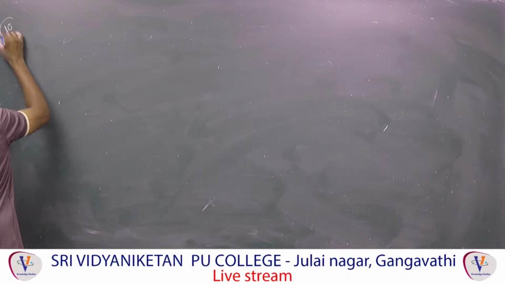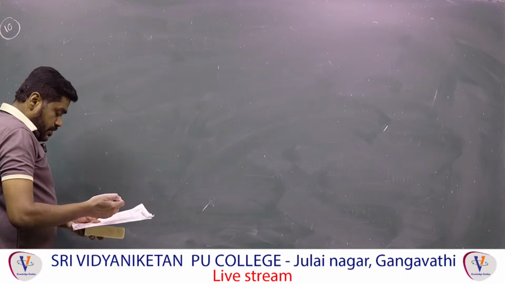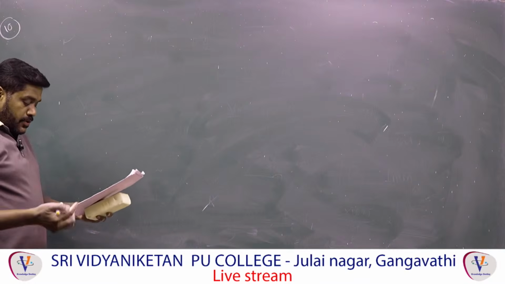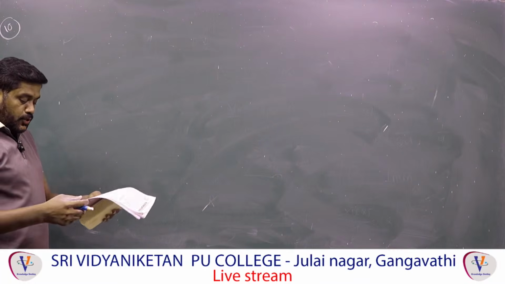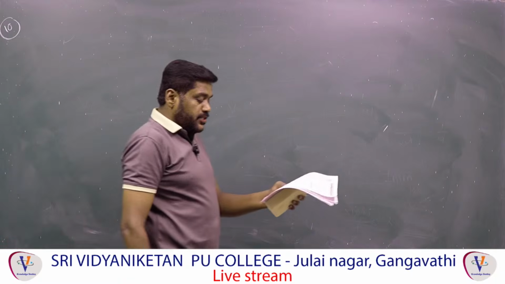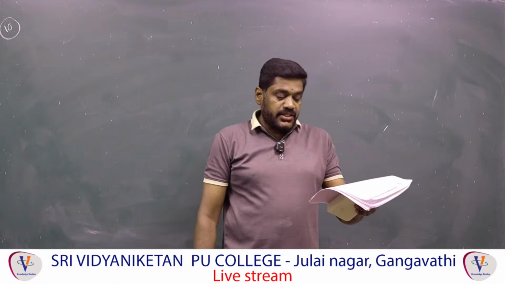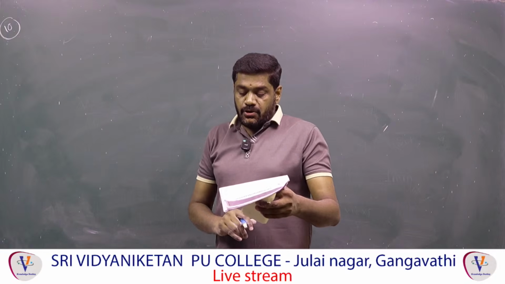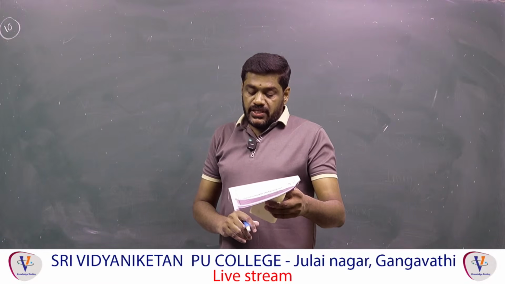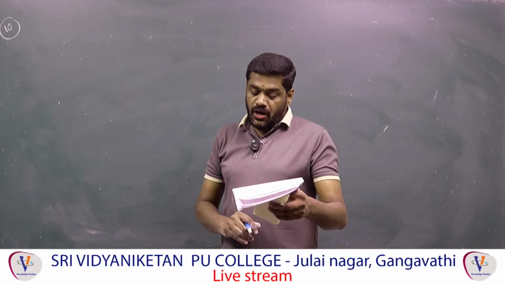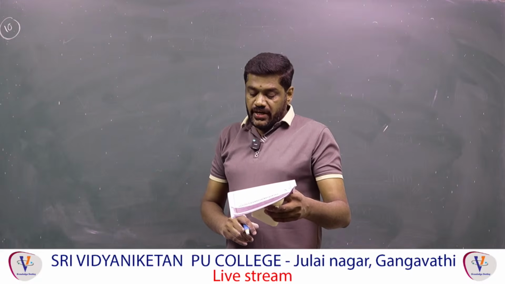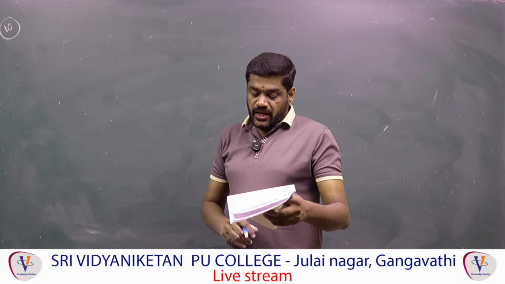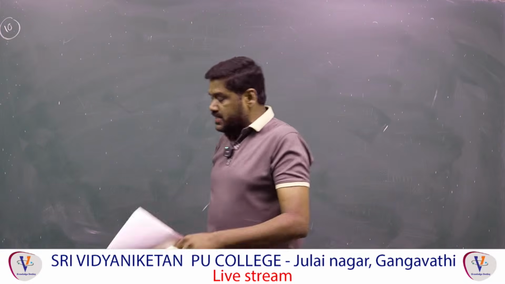Question number 10. A rectangular surface of area 4 into 2 of a black body at temperature 127 degrees Celsius emits energy at the rate of E per unit time. If the length and breadth of the surface area are each reduced to half of the initial value and the temperature is raised to 527 degrees Celsius, the rate of emission of energy will be, they are asking.